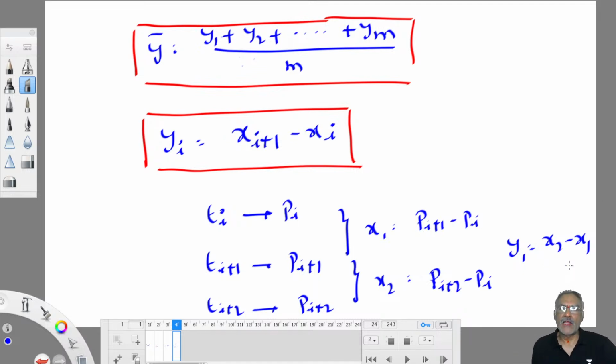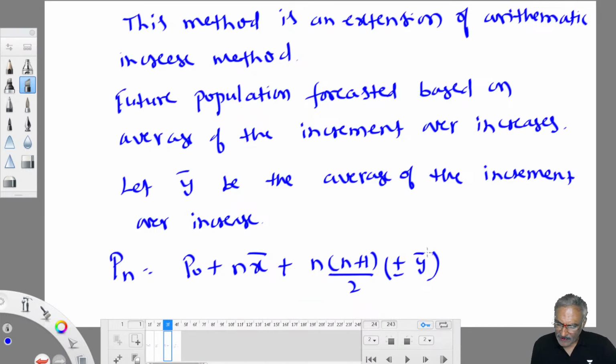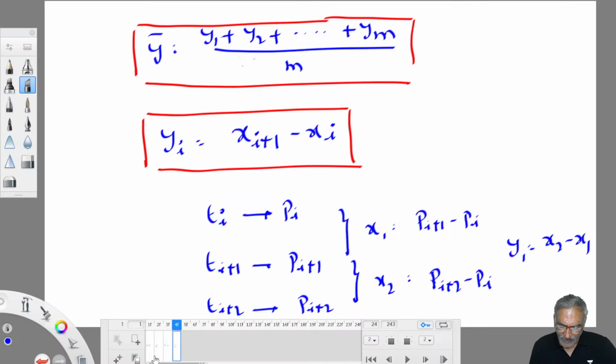Then we take the average value that is being used. So this value has got some sign also. Sometimes y bar is positive, sometimes y value is negative. Suppose x1 is more than x2, then automatically y value is negative. If x2 is more than x1, y value is positive. That means if x2 is more than x1, increment over increase is positive. If x1 is more than x2, increment over increase is negative. So based on that we work out.